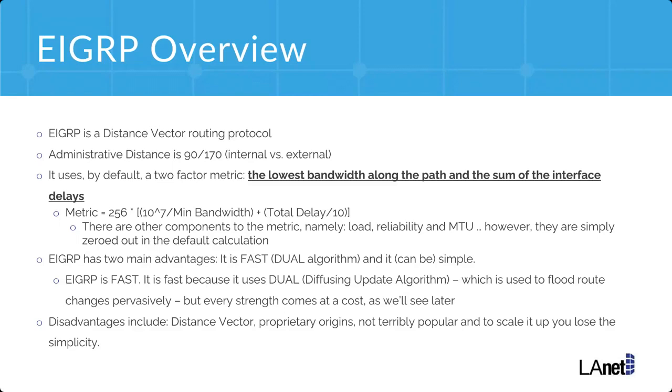Also, besides just being fast, it is very simple to deploy, or at least it can be very simple. We're going to touch into when it doesn't get simple. However, if you had a small network, just a couple of sites maybe, and you wanted to use dynamic routing between them, EIGRP is a nice option in that it's very fast.